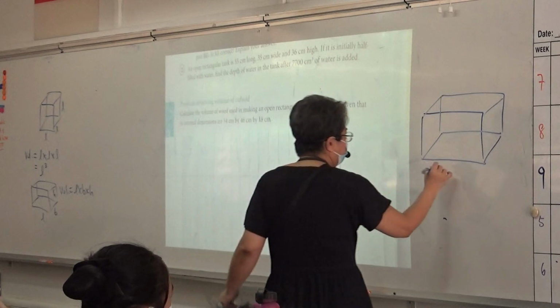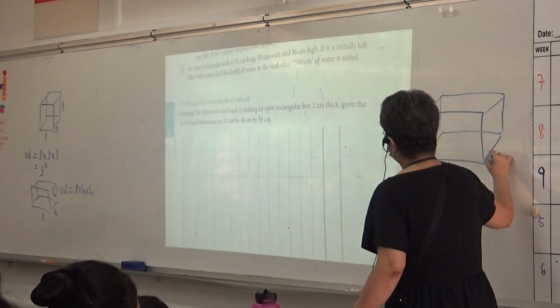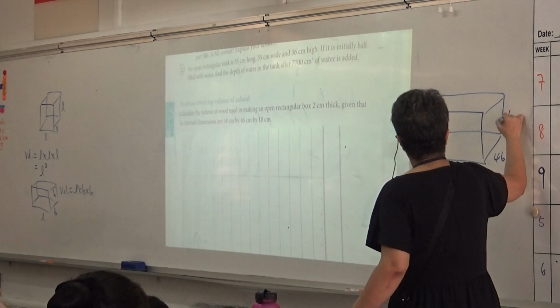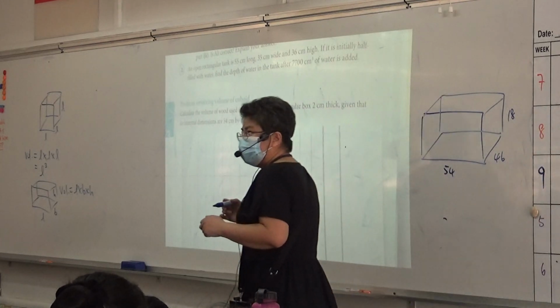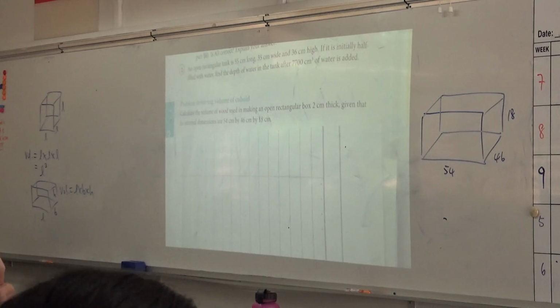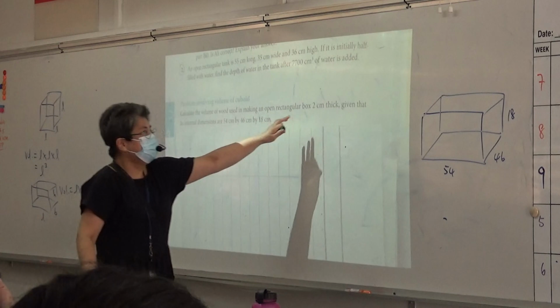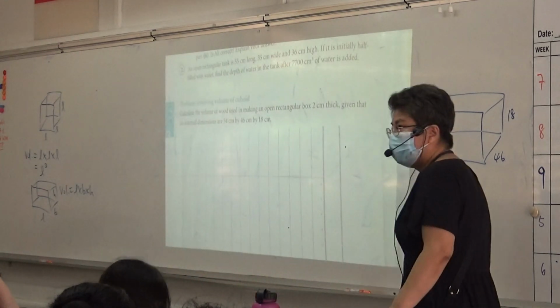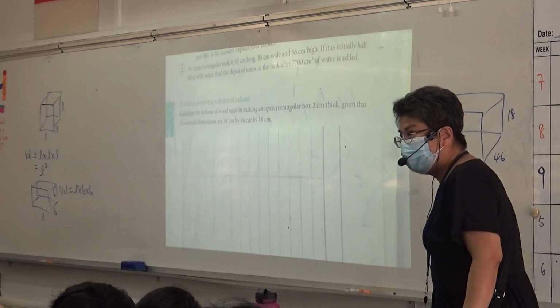This is 54. This is how much? 46. And this is 18. These are the internal dimensions. What do you mean by external? External means after the 2 cm thickness, right? Agree or not, class?